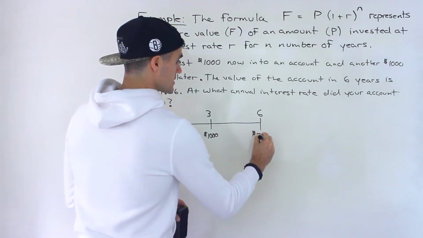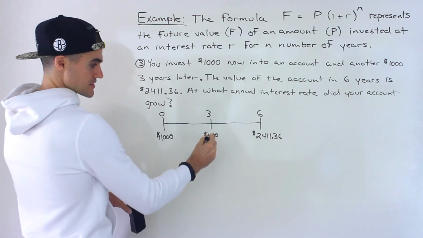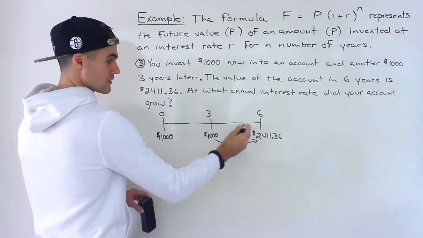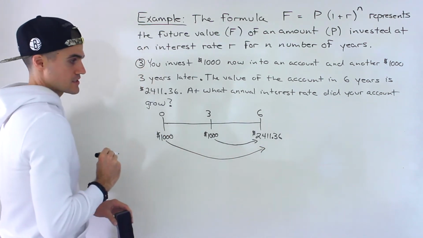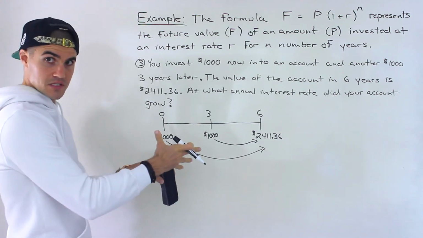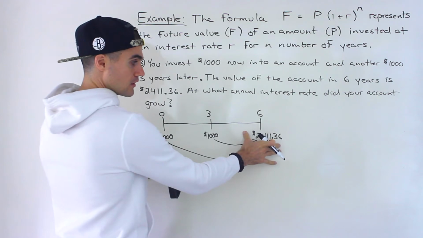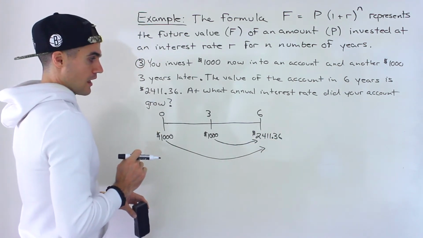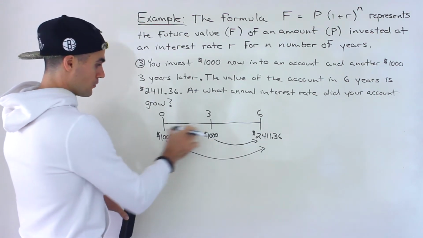So what basically happened was this 1,000 accumulated interest for 3 years, and this 1,000 accumulated interest for 6 years. Then the future values of both of them summed together ended up giving us this over here. The way we can create an equation here is to look at both of these separately.